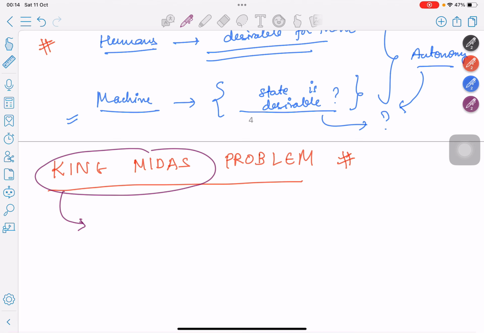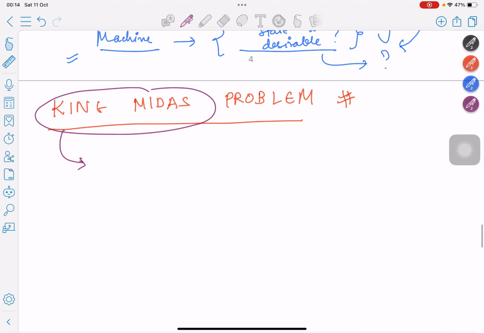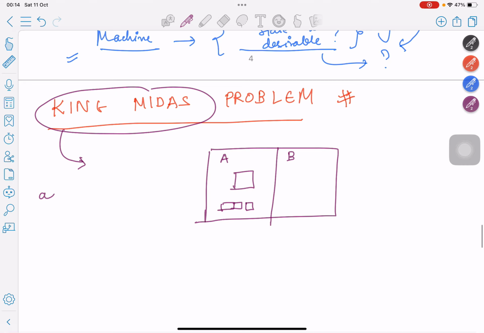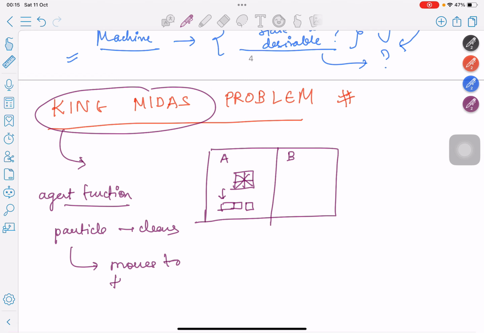So, if you remember, in the last video we discussed a vacuum cleaner world in which we have two blocks, A and B. There is a vacuum cleaner, and there are a few particles here, and we defined an agent function in that case. If in a particular block the vacuum cleaner finds that a particle is there, it cleans it. If it is not there, then it moves to the next block. That's how we have defined the agent function in this case.